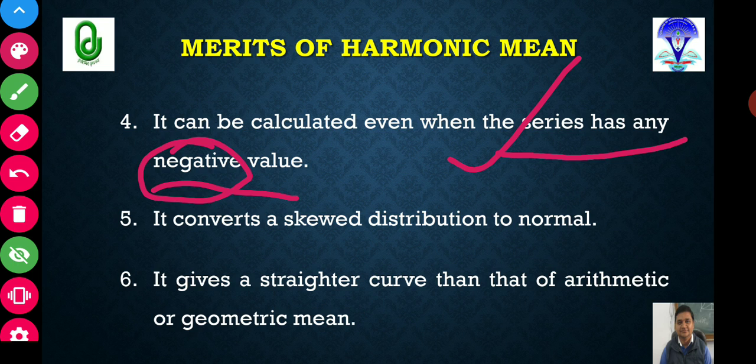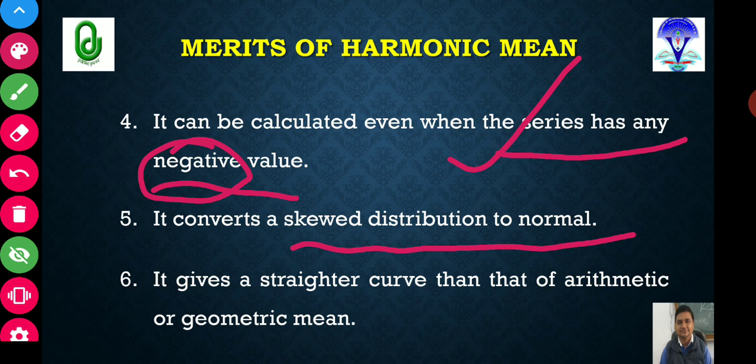The next one, it converts the skewed distribution into the normal. We have already studied that when data is skewed to the right, we will use the harmonic mean, and by applying the harmonic mean, the data will return back to the normal distribution.